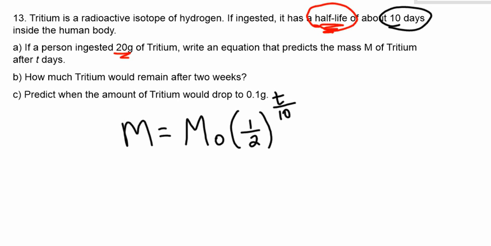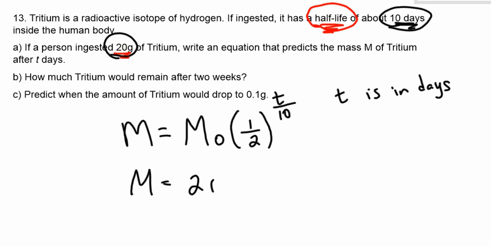my exponent. And I need to specify here that t must be in days, and that's because the half-life period is in days. So this equation would let me calculate, based on how much someone ingests of this isotope, how much they would have after a certain amount of time. Now I'm told that the person actually ingested 20 grams, so just substituting that in for my original amount, I would get this equation.